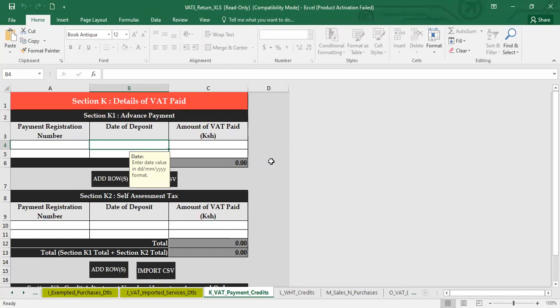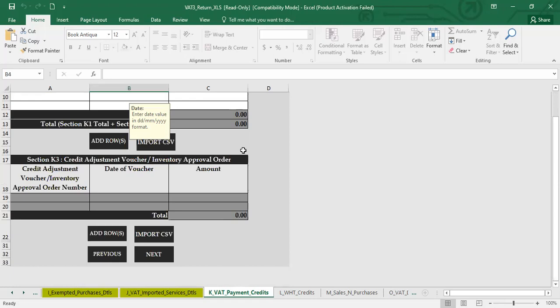Compared to advance payment, where you pay any amount of money you would like to pay, with self-assessment you do the assessment based on the previous business you have been doing. Understood. Go down.